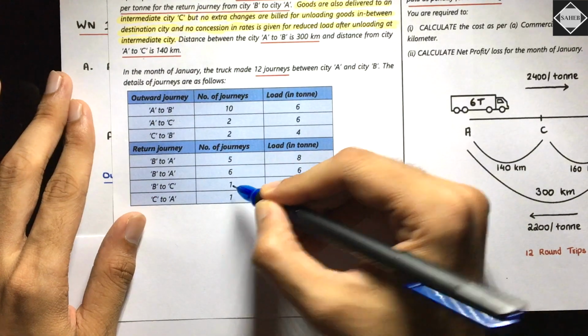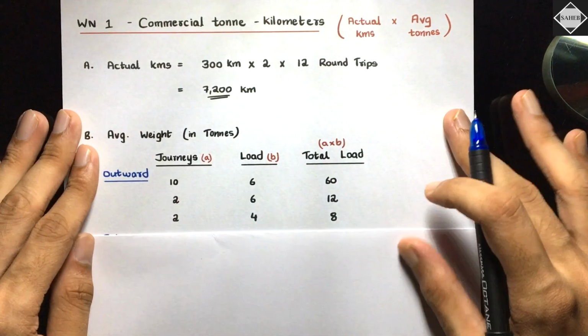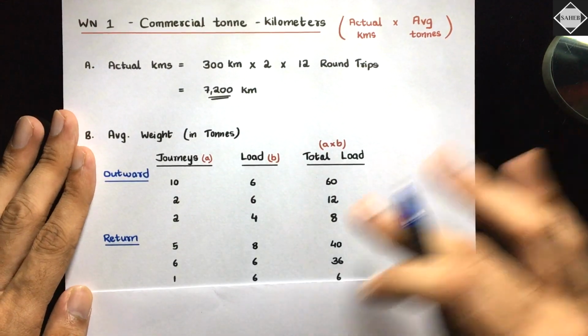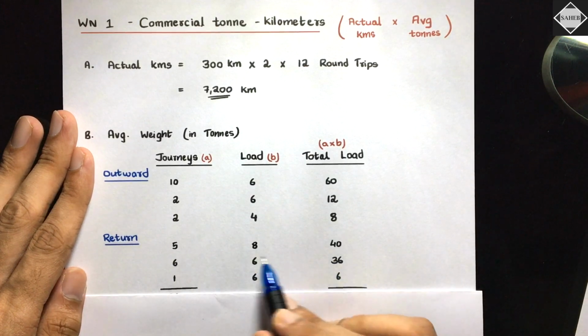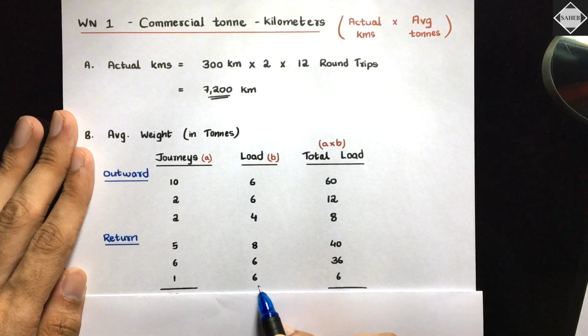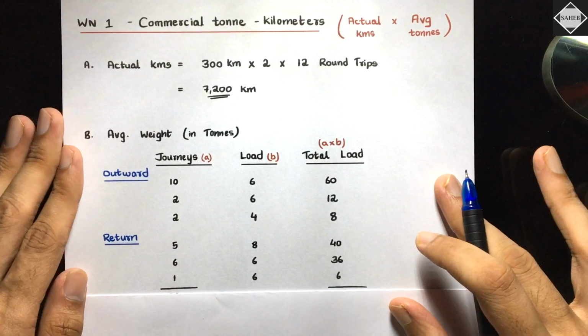So 5, 6, 1 and 8, 6, 6. Yeah, that is what you have to take, right? So see here, return 5, 6, 1, 8, 6, 6. Is it clear? Well, just multiply 5 into 8, that's 40, 6 6s are 36, 1 into 6, that's 6. Is it clear? Yeah. Now what you will do, you will just take an average.